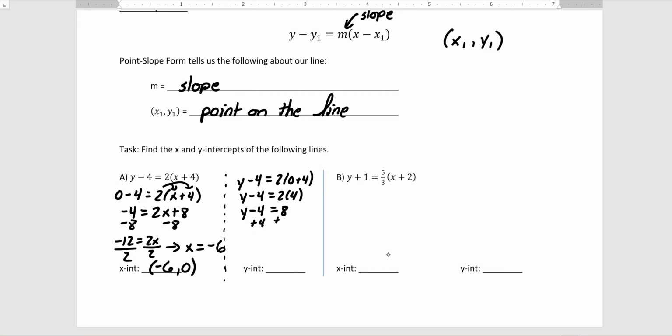Add 4 to both sides. 8 plus 4 is 12. So I would get the y-intercept of 0, 12. There we go. All right.